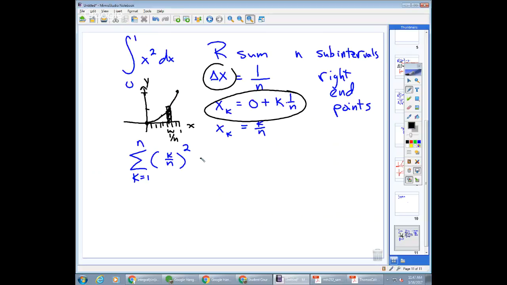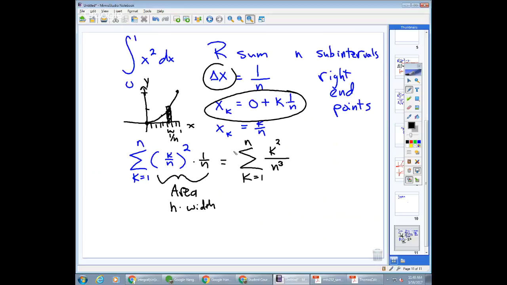Okay, what can we do with this sucker right here? Oh, I forgot something. That's the height of the rectangle. What's the width of the rectangle? 1 over n. Now I've got to put that in there, right? Because this has to be the sum of the areas, and an area is the height times the width. Okay, so cleaning that up a little bit, I'm going to rewrite it: the sum from k equals 1 to n of k squared over n squared times 1 over n, which is k squared over n cubed.